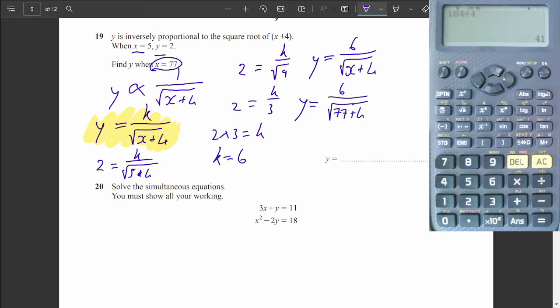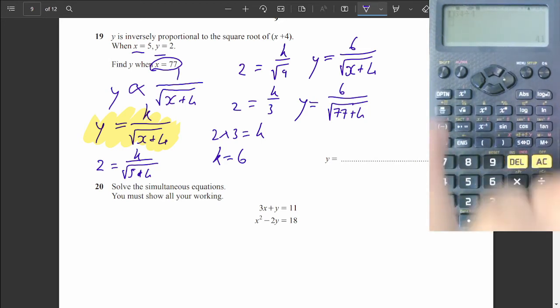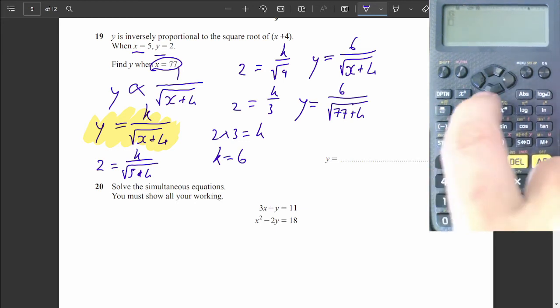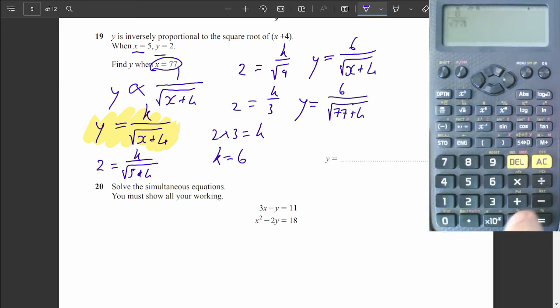77 plus 4, of course, is 81. The square root of 81 is 9. So the answer is 6 over 9. Let's use our calculator just to make double sure. Don't waste any time, be more accurate. And there we go, the answer is 2/3.